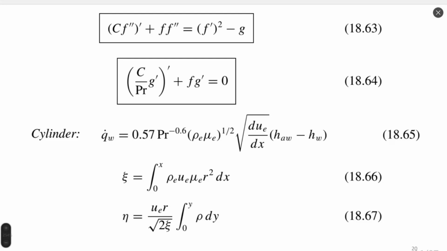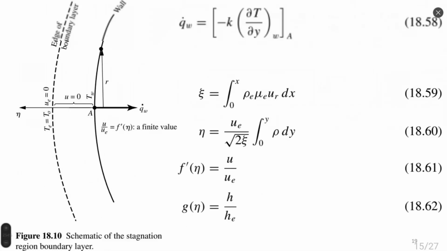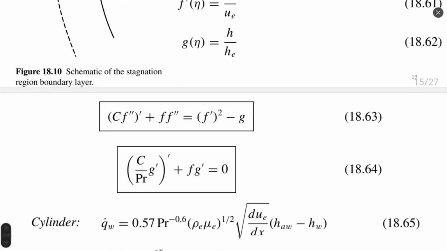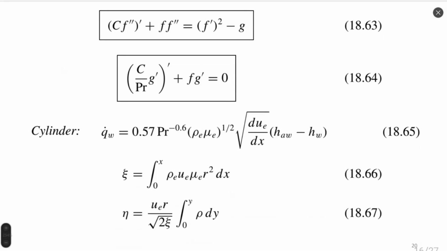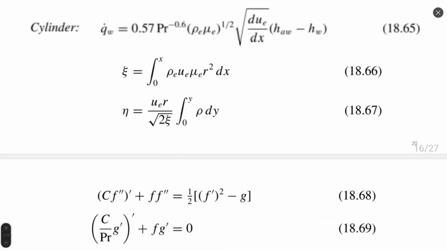applying boundary conditions for cylinder, we can obtain analytically heat flux on stagnation point, as you can see on equation 65. I think it was, no, 63 and 64, and for cylinder obtain relation 65. And for cylinder equation is 68 and 69 to solve velocity and thermal boundary layer on this cylinder.